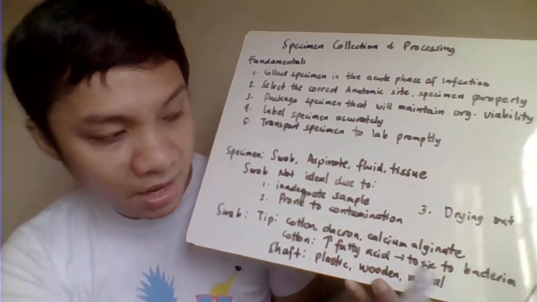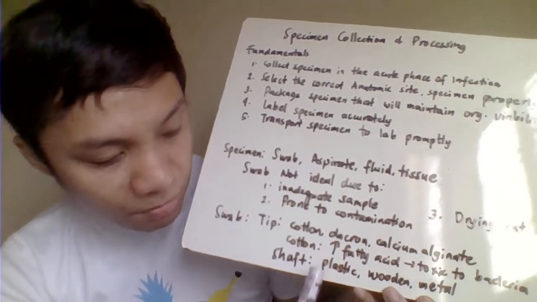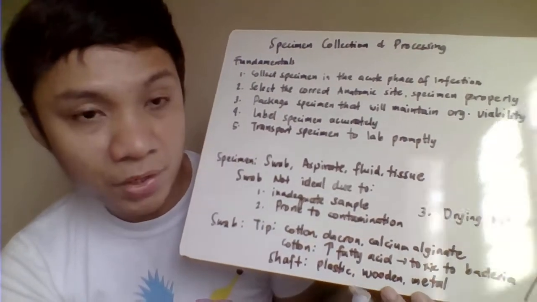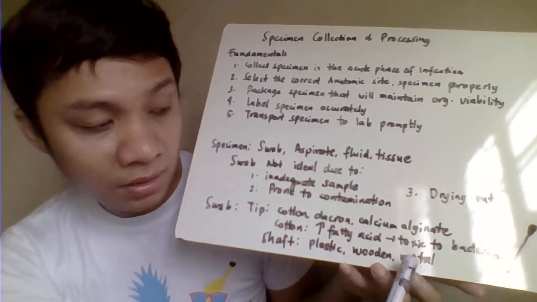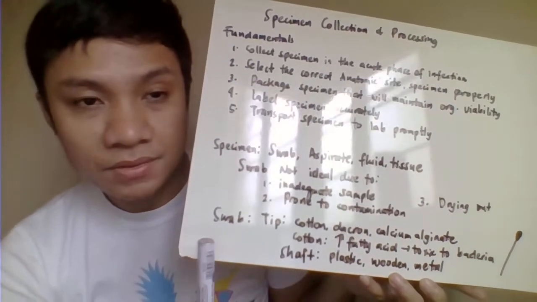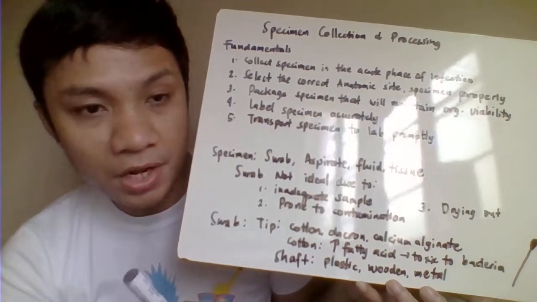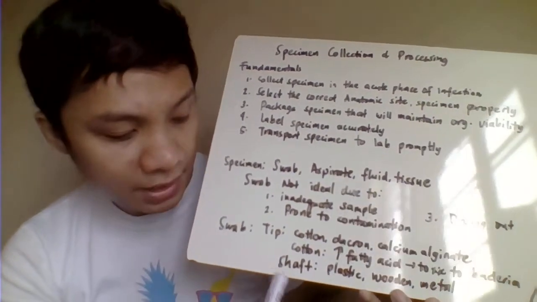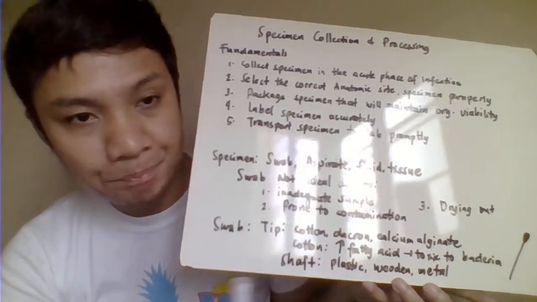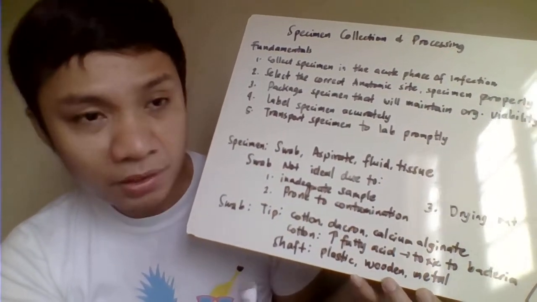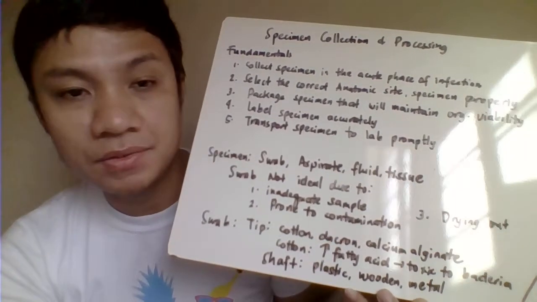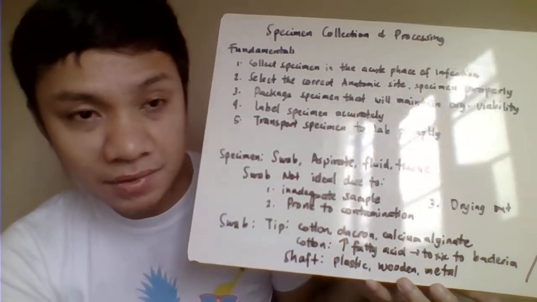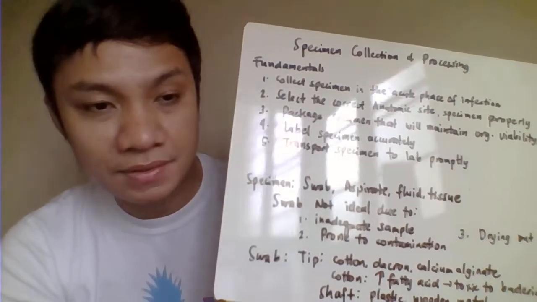Another one is the shaft. Yung hawakan niya could be made of plastic. If we have a wooden applicator stick, parang ganon. You could also have the metal. So, you should be very careful with what you are using. Most likely, gumagamit tayo ng plastic, more than the wood or the metal, because the wooden and metal ones also would have toxic activity with your microorganisms.